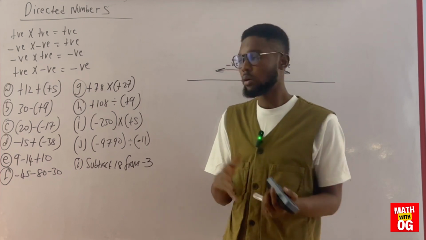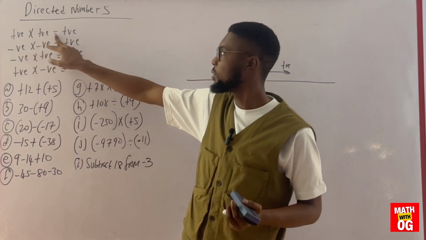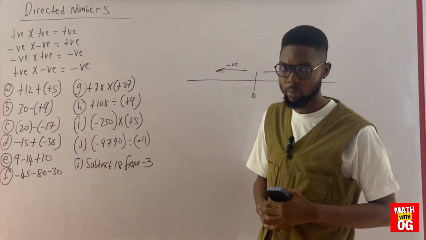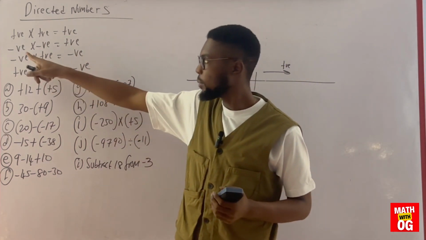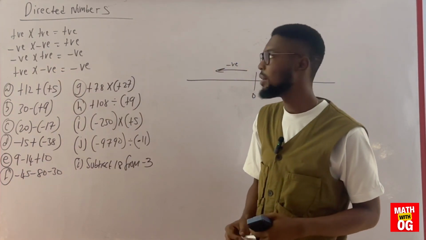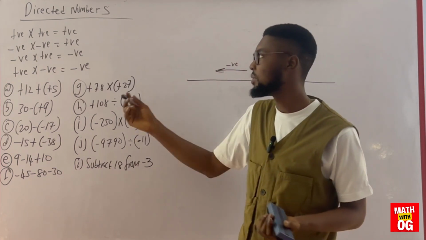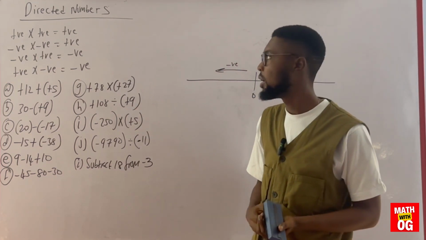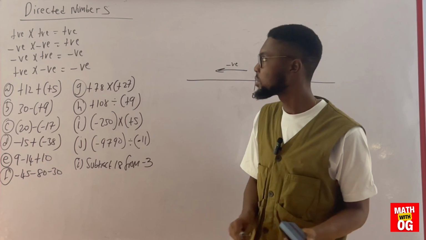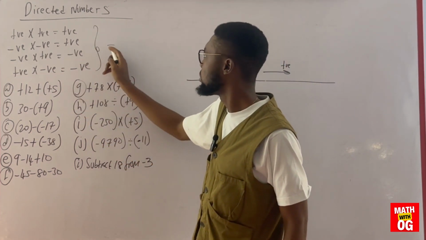Now, another thing you should know is that whenever a positive number multiplies a positive number, you get a positive number. Whenever a negative number multiplies a negative number, it also gives you a positive number. However, when one of the two numbers is positive and the other one is negative, it gives you a negative number. And this holds for both multiplication and division. Everything here holds for division.